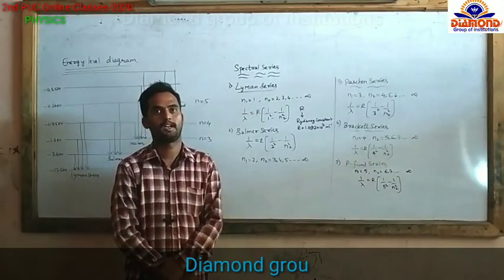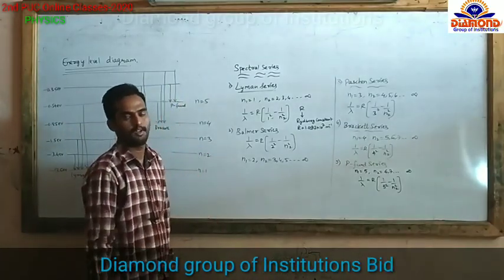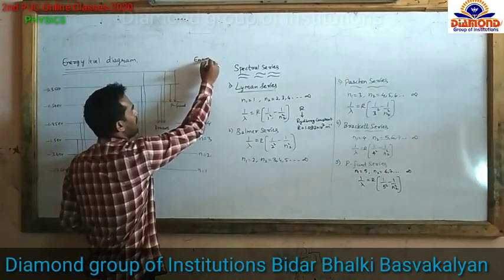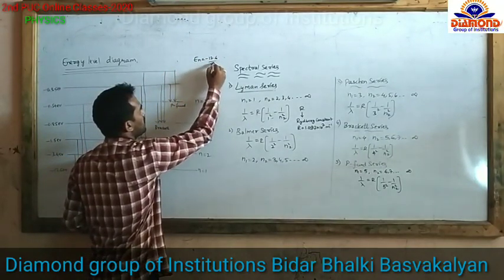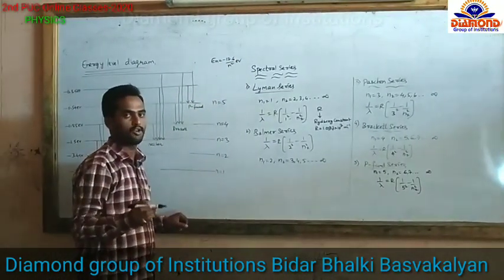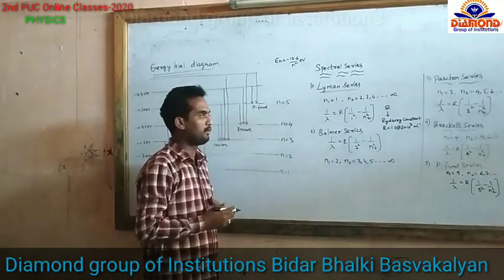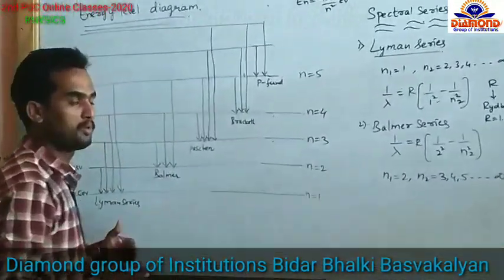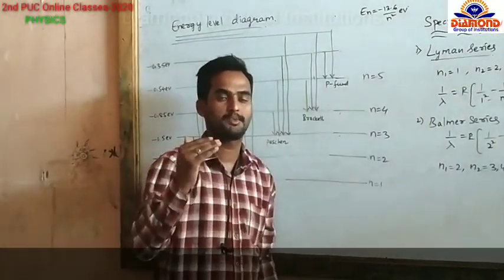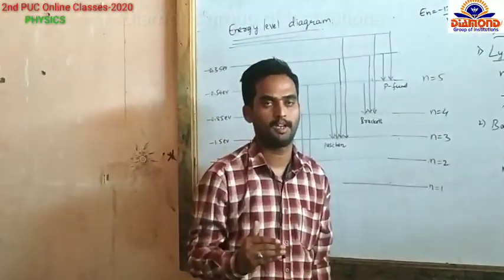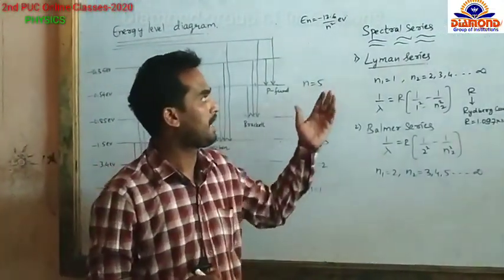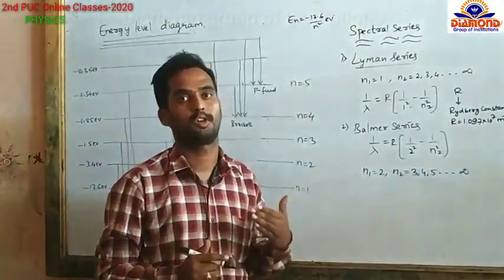Just now we completed the energy expression of an electron, and using the formula En equal to minus 13.6 divided by n square into electron volt, we can calculate the energy of any orbit. Then now we are going to move to the next topic, that is energy level diagram. That means when an electron jumps from higher energy level to lower energy level, at that time it is going to produce a spectral line having a particular wavelength or particular frequency.